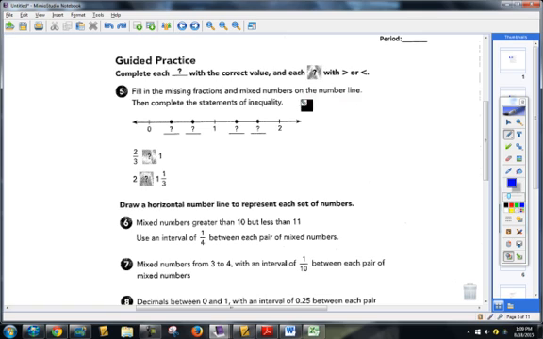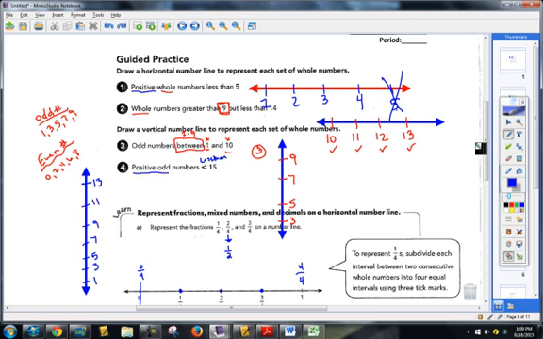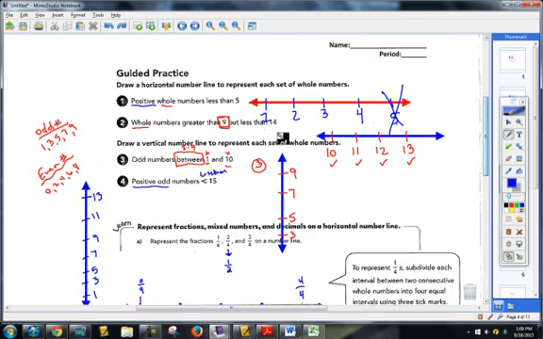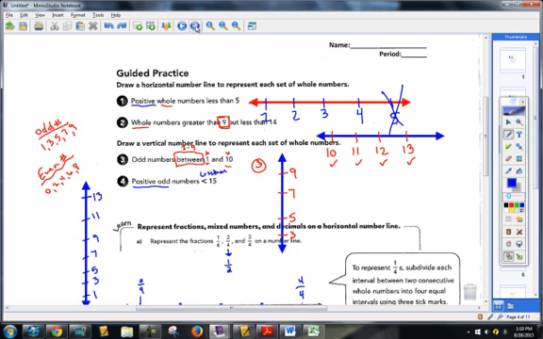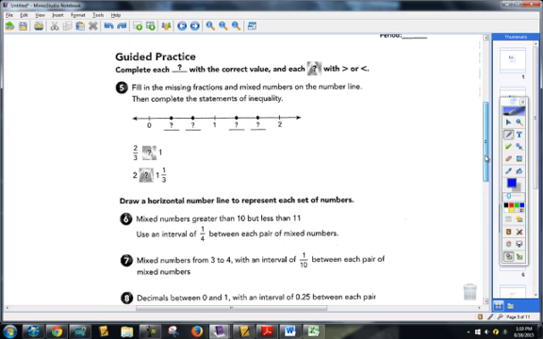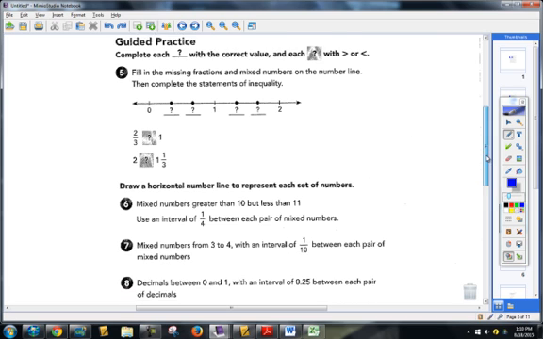If you need to go back and view any of the stuff from last night's video as far as the number lines go or anything with greater than or less than, you can always go back and watch the old video and kind of quiz yourself a little bit. Remember, you can always pause, try it, and then play to see if you're getting it correct. Okay, so here we go.